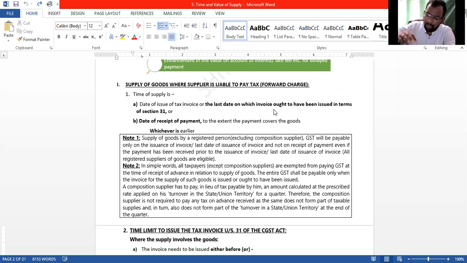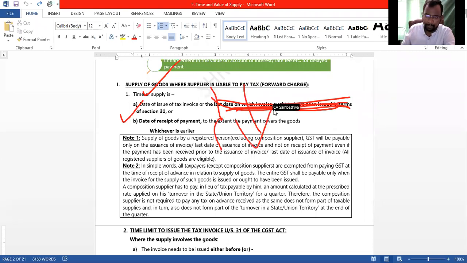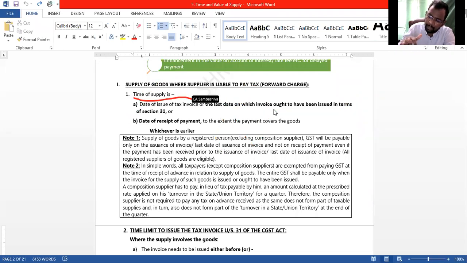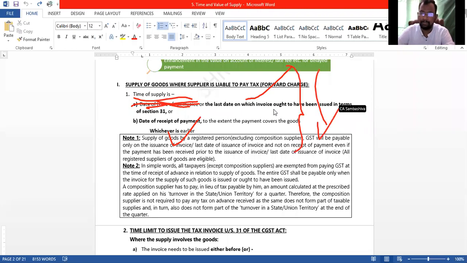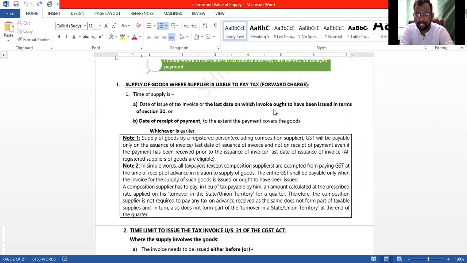If you issue the invoice within the time limit, then forget about this. The comparison is between the date of issuance of tax invoice and the date of receipt of payment, whichever is earlier. If the invoice was not issued within the time limit, then forget about this. Then it should be the comparison between the last date on which the invoice ought to have been issued and the date of receipt of payment, whichever is earlier. Are you clear, ma? Now, before going to the note points, let's see this time limit first.